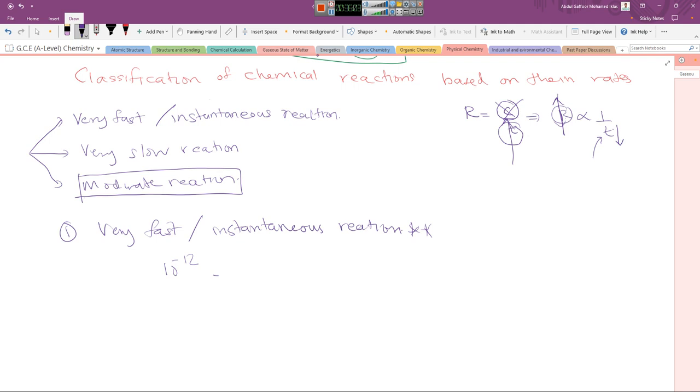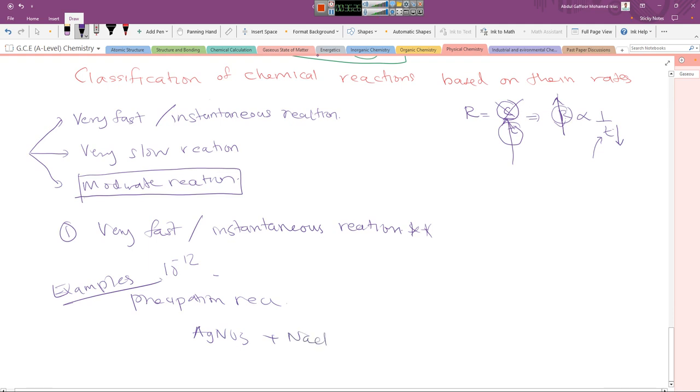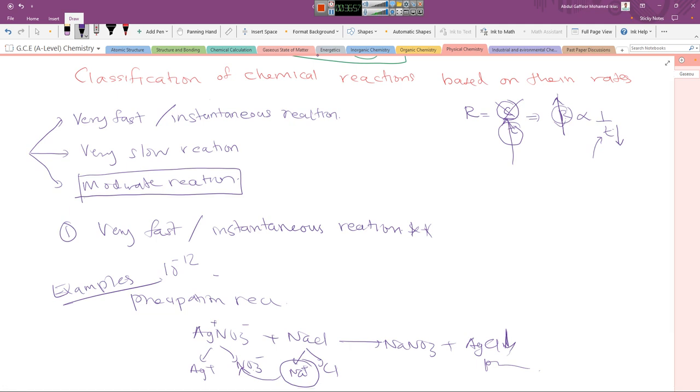Some typical examples for these types of very fast or instantaneous reaction: the first one is precipitation reaction. For example, if you have AgNO3 and NaCl, now here ions are involved, right? So we have Ag+ and NO3- , and here we have Na+ and Cl- in the system. So what will happen? This Na+ will react with NO3- and form NaNO3, and then AgCl also will be formed. So AgCl is a precipitate. Since ions are involved here, these reactions will happen faster.